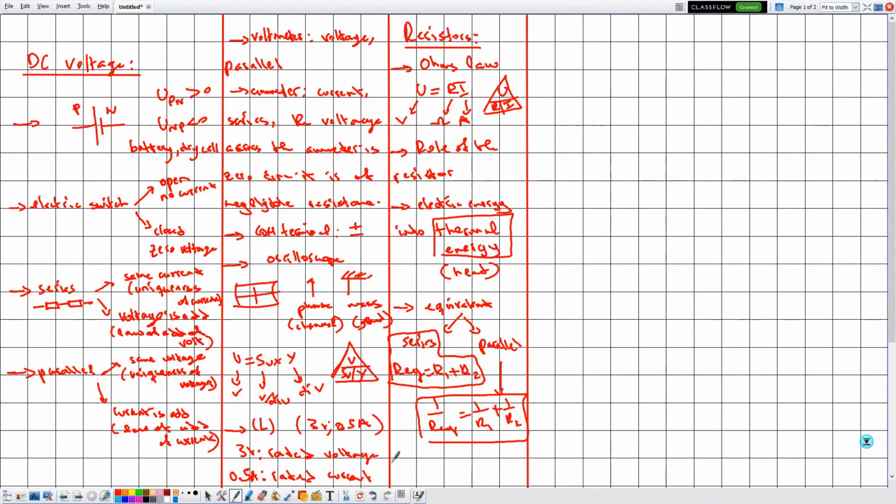Now remember that there is an instrument that can directly measure the resistance, and this is given by the ohmmeter. Let me do another splitting.